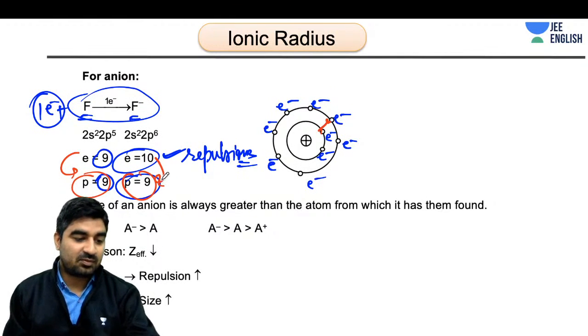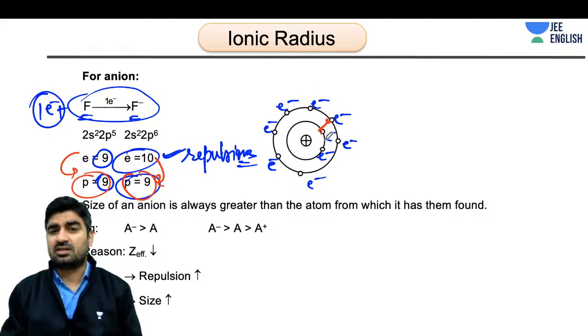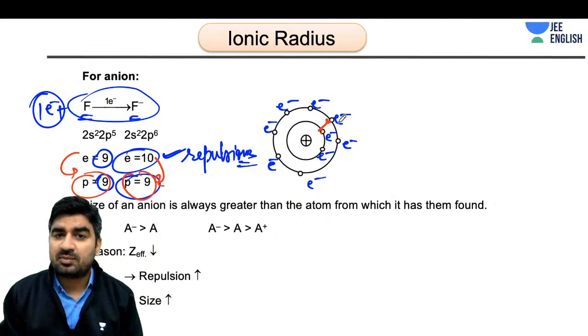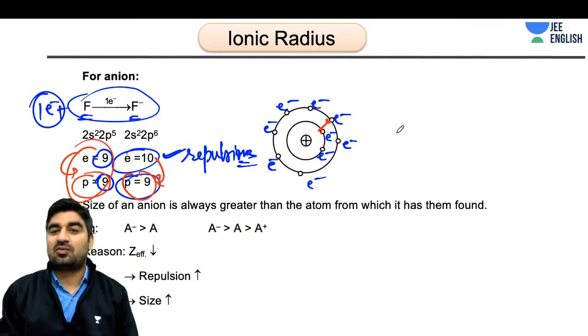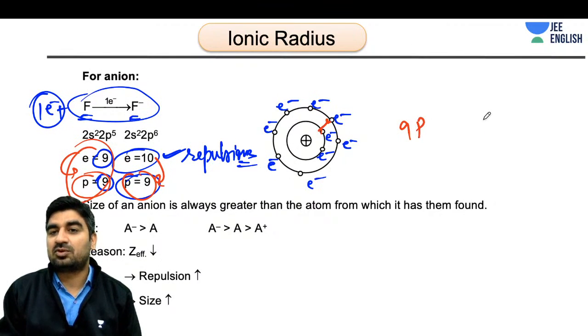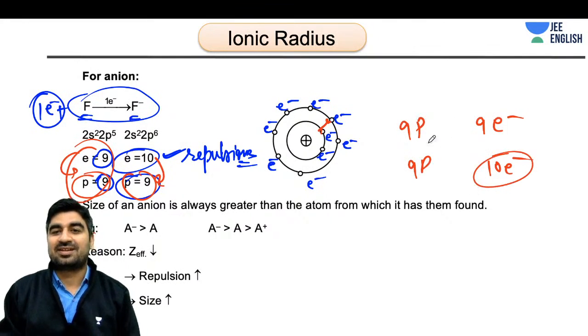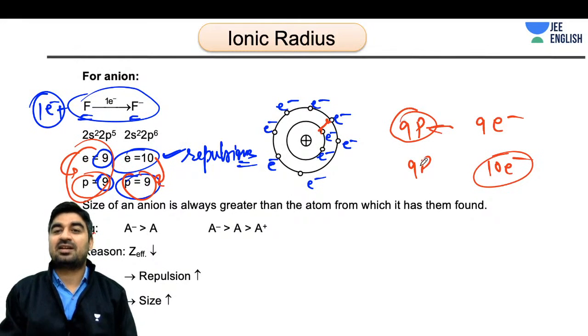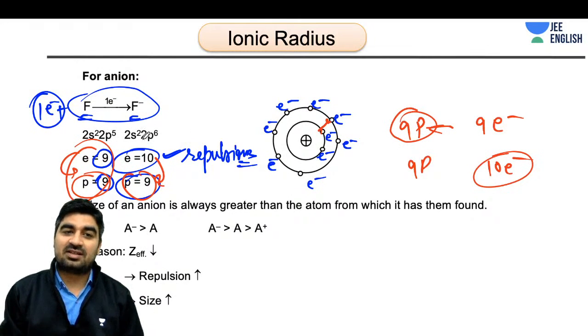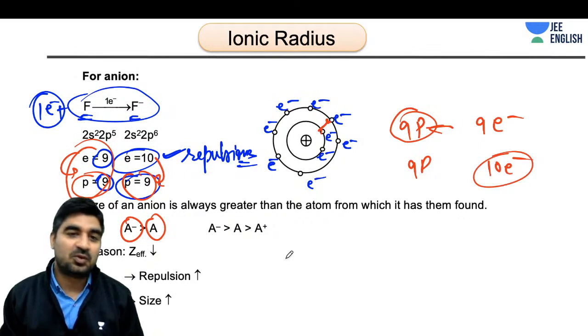Initially 9 protons were attracting 9 electrons, and now 9 protons are attracting 10 electrons. So can you tell me in which case the net force of attraction will be more? It is like a tug of war. On one side we have 9 protons and 9 electrons, on the other 9 protons and 10 electrons. Now this is relatively weaker, so the size of an anion will be greater than the size of the neutral atom.